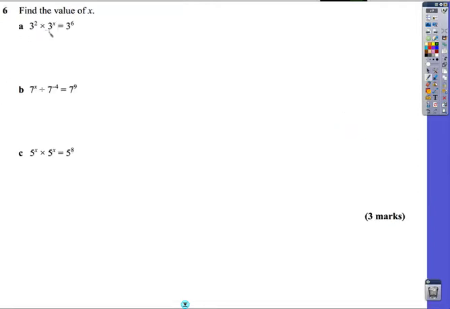Question 6. Find the value of x. We're multiplying with the same base, so we need to add the powers. So 2 plus something is 6. We can write it as an equation: 2 plus x is 6. By inspection, x is just going to be 4. So x is 4.